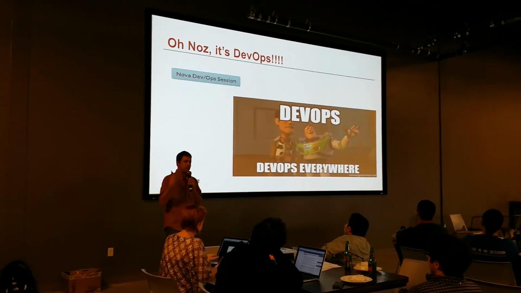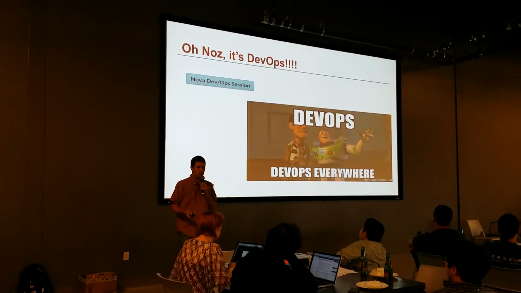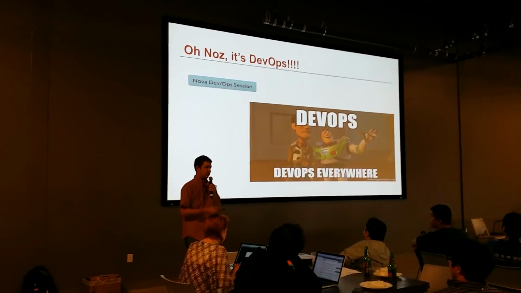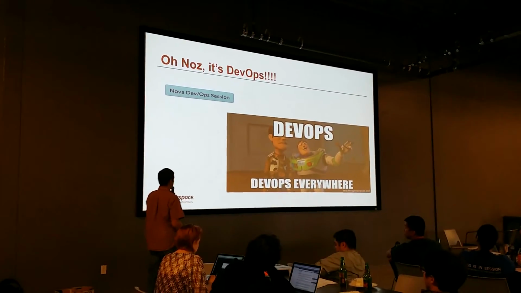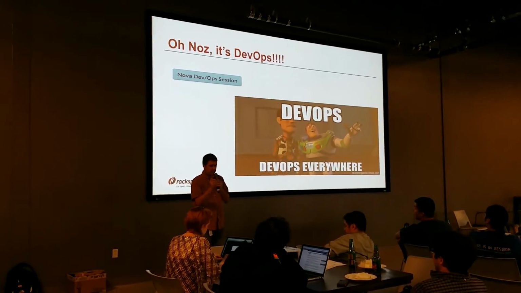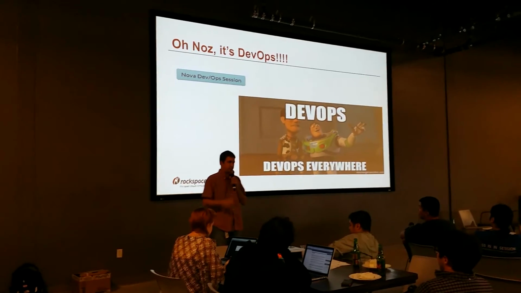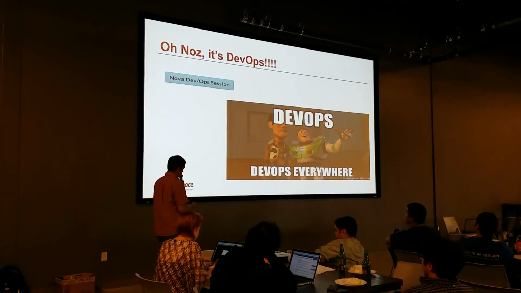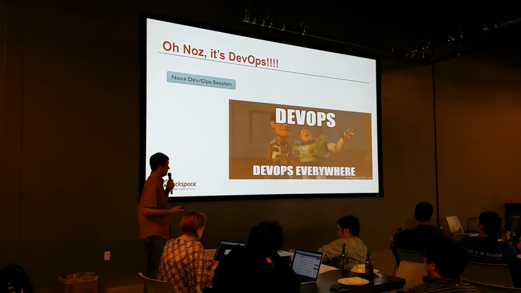I sadly was not able to go to the Nova one because I had to get to the airport, and it was like 3 o'clock on Friday, but I was looking at the notes, and there's actually lots of good stuff in there. So this is off the schedule as well. It's literally in the Nova Design Summit. It's the DevOps session. So very successful. We're still trying to figure out how to make that better going forward.